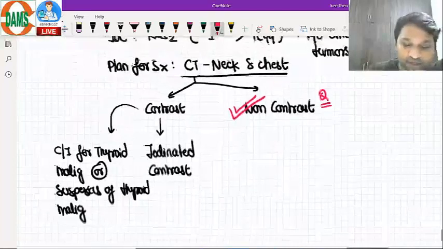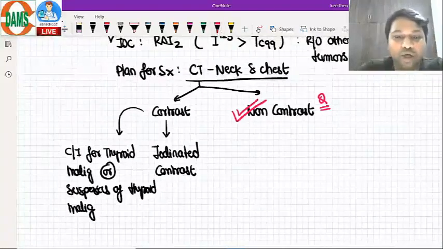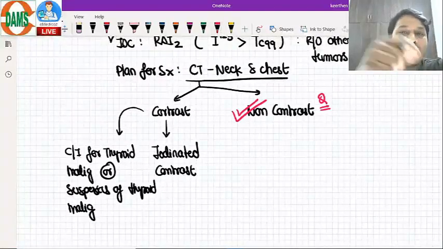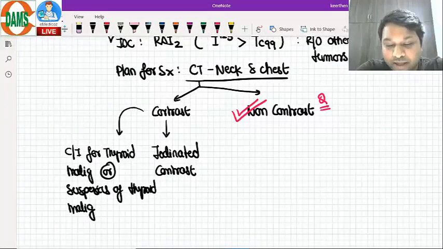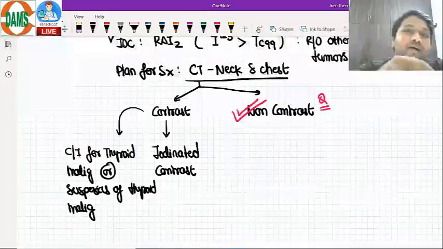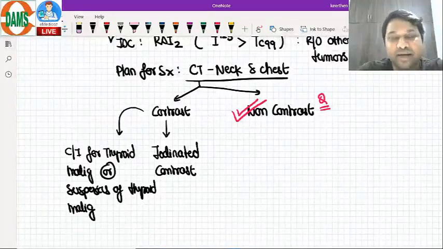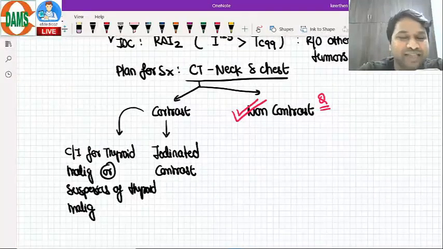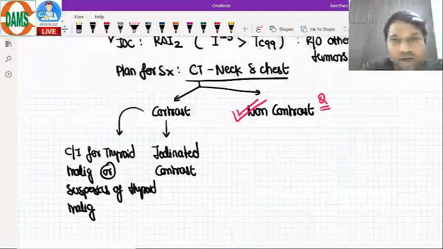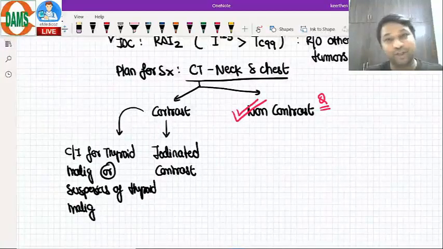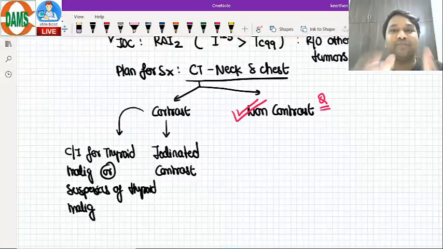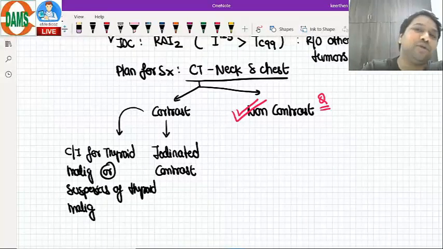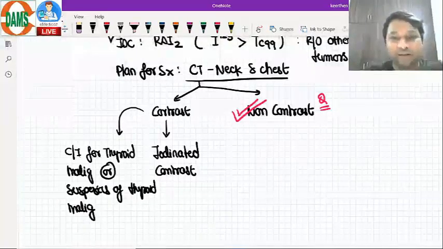I repeat again the reason. If you give a contrast CT, the contrast agent that you use is an iodinated contrast, and that iodinated contrast will interfere with radioactive iodine, because the same thyroid tissue will be competing for the iodine from the contrast as well as the radioactive iodine. If the tissue is already loaded with iodine which you have given in the contrast, the radioactive iodine will not be taken. Hence, there will be no ablative effect.